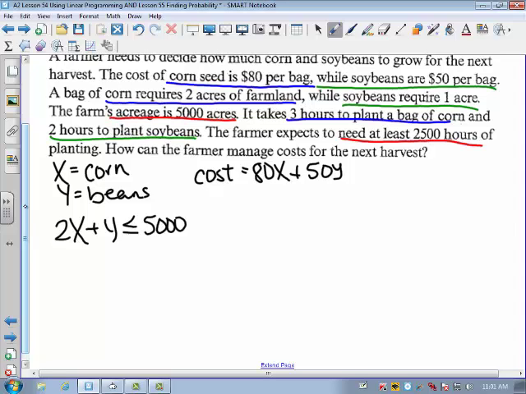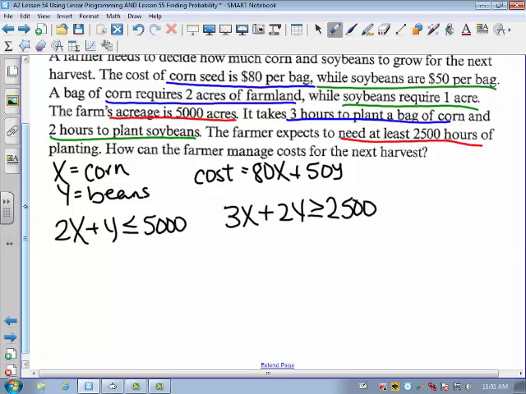All right, so the other one is for hours. What's my hours going to be? 3x, 3 hours for corn, plus 2y, 2 hours for beans. And that needs to be, he says at least. At least means it has to be greater than or equal to 2,500 hours. Okay?